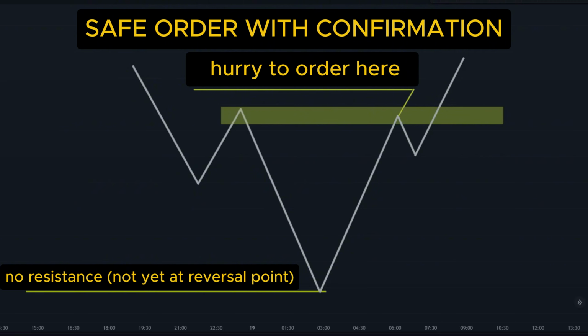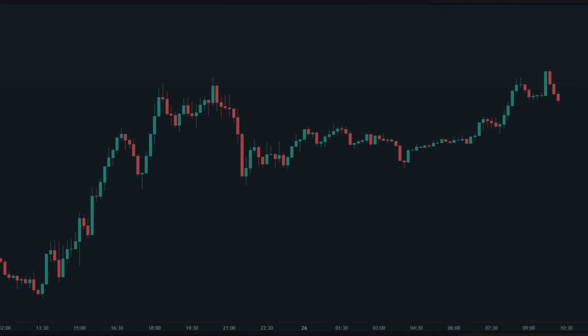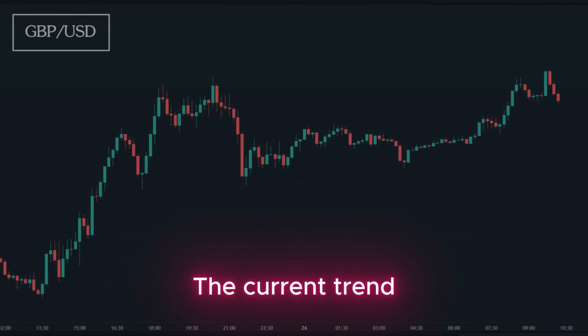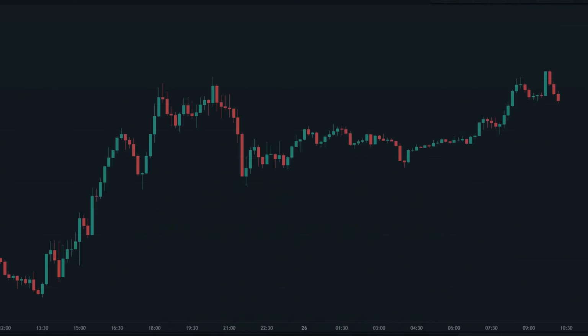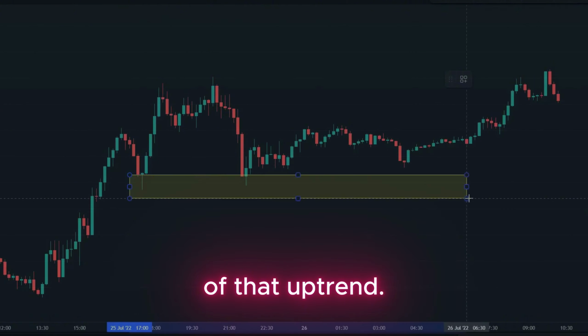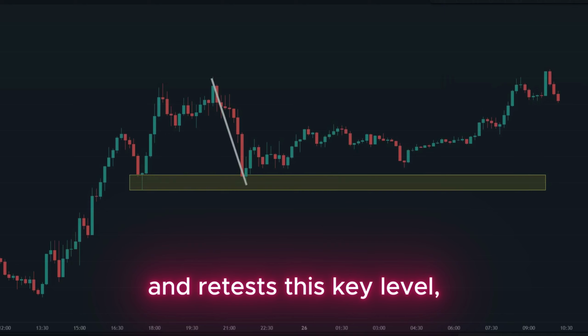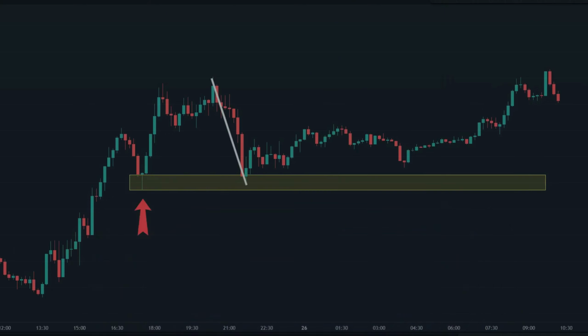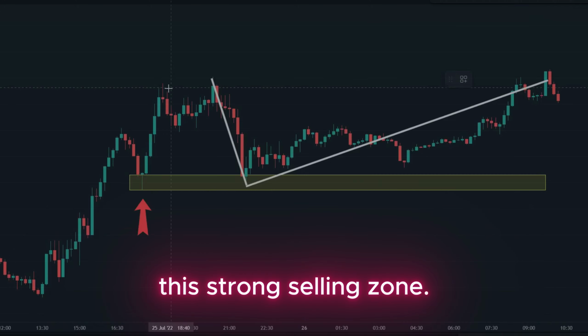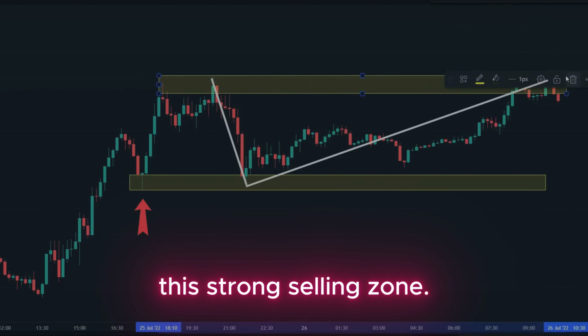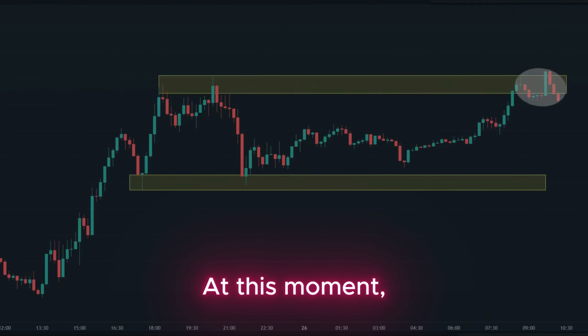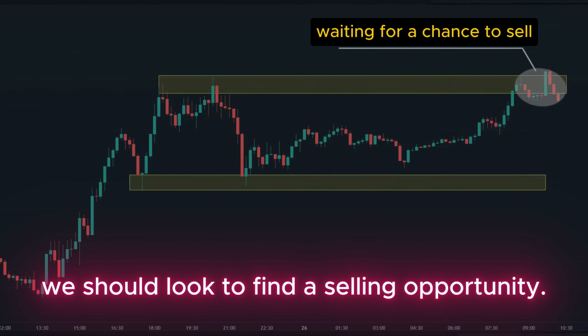So, how great is entering late with confirmation? Let's dive into the chart. Here's the familiar pound sterling to US dollar pair I often trade. The current trend is an uptrend. And this is the key level of that uptrend. So, after the price retraces and retests this key level, it continues to rise. It moves up to this previous high, this strong selling zone. At this moment, we should look to find a selling opportunity.